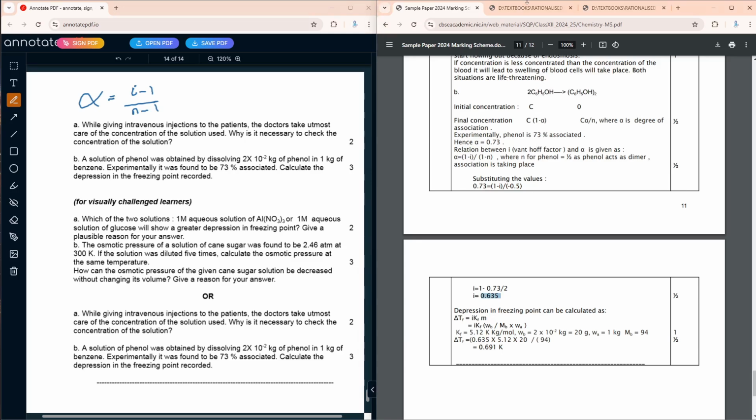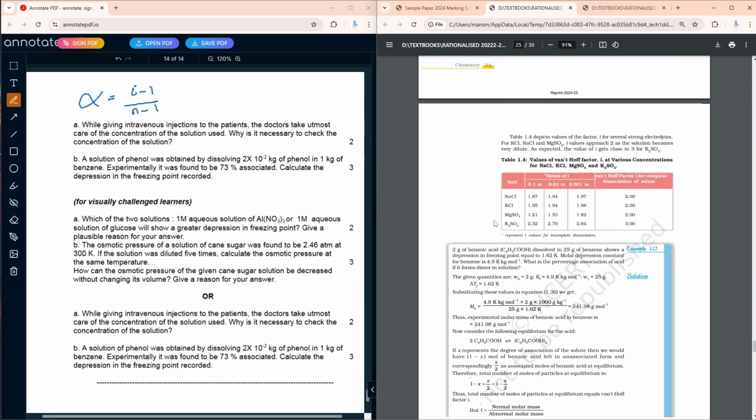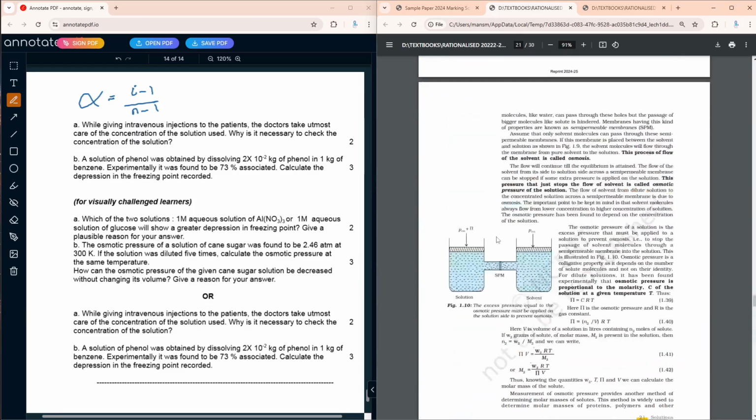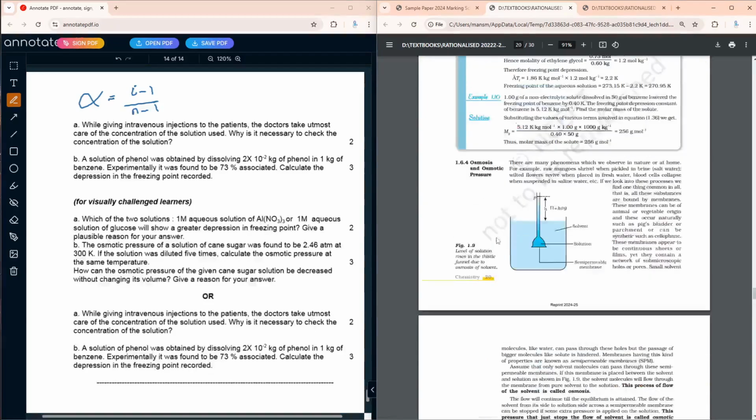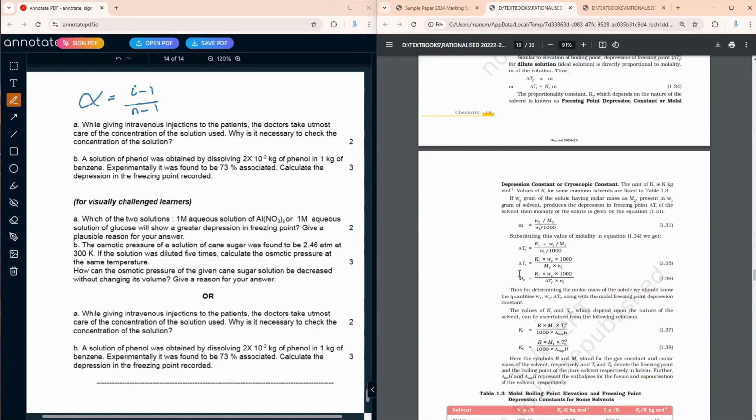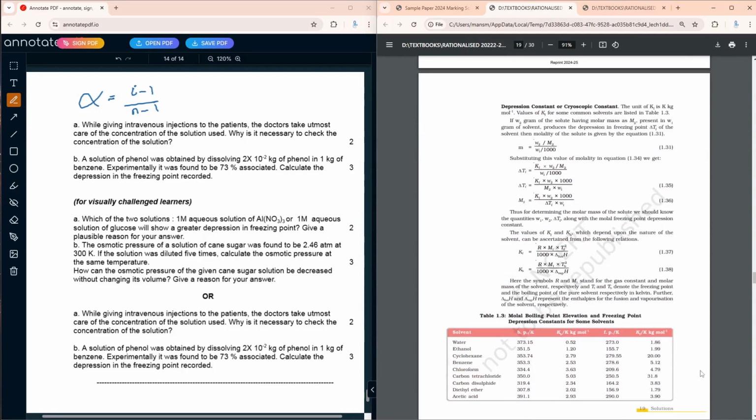Then we just use this equation, which is also given in your textbook right here. All you have to do is substitute all the given values in this equation, and the value of Kf for benzene is 5.12 kilograms per mole. I think it would be a good idea to have a basic idea of the values of these, because this has not been given in this question. So all we're doing is substituting it and then figuring out the value of delta Tf.